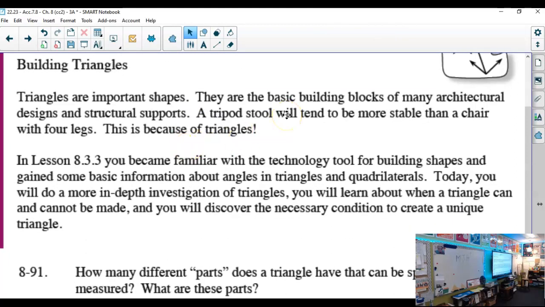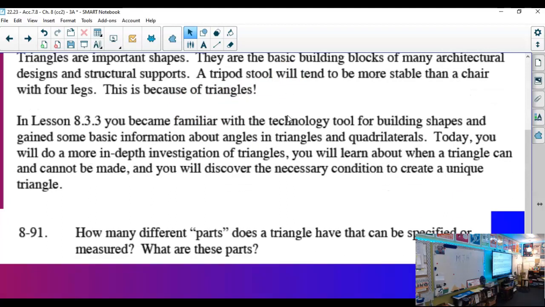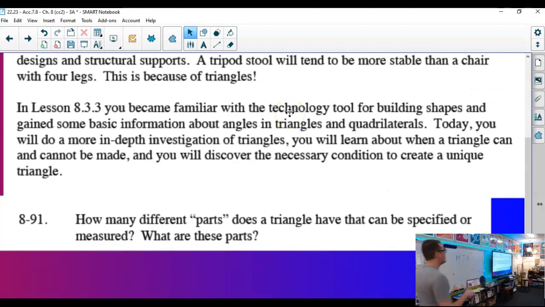So I want you and your partner to look at question 91 together. And not only answer how many parts do you think a triangle has and talk about what the parts are. And if you don't have 834, grab them back there, guys. But then what else do you maybe know about those parts? Right? So how many parts does a triangle have? And then what have we figured out so far about these triangles?